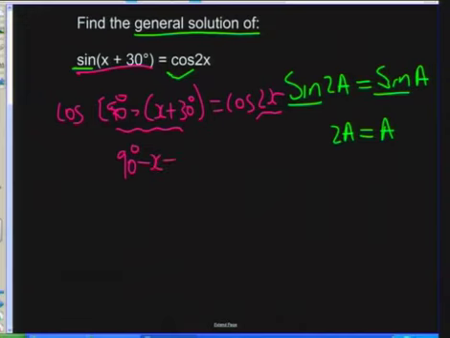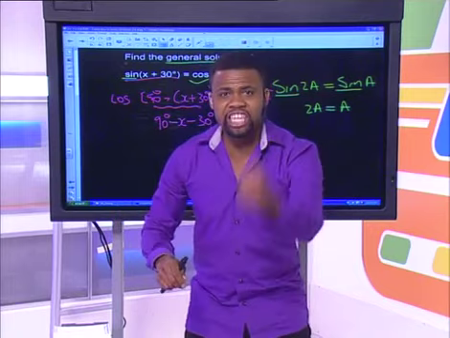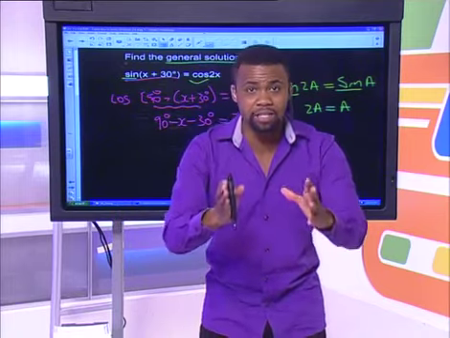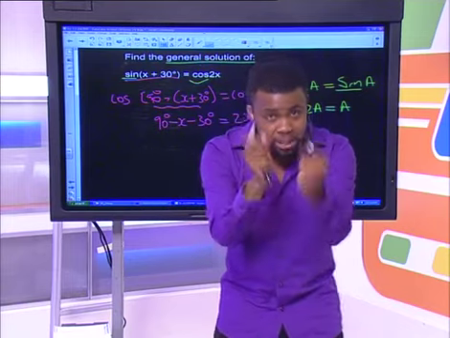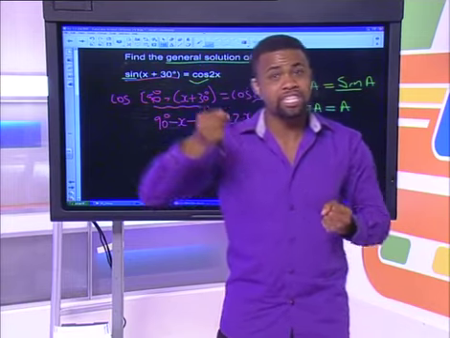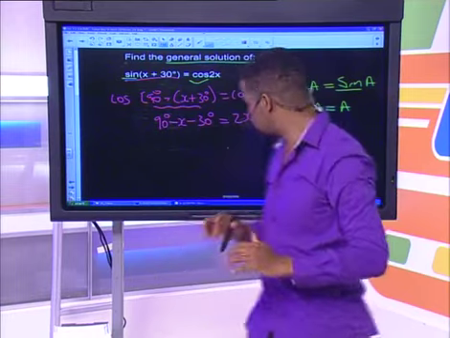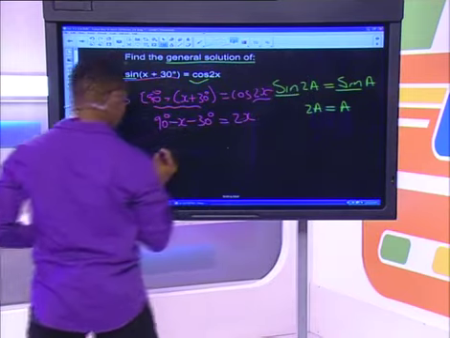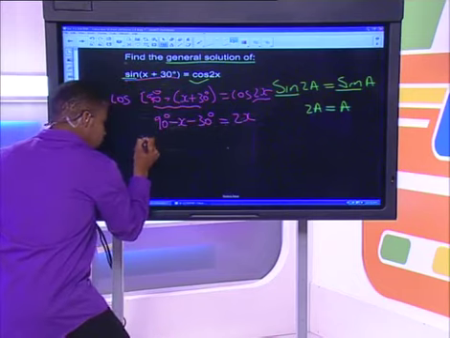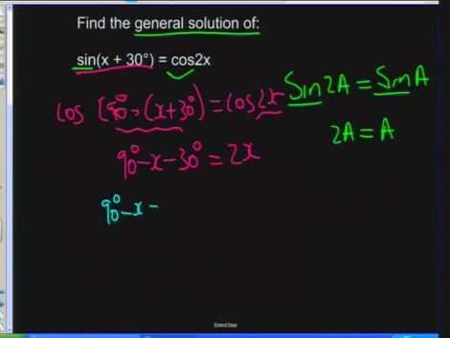Minus x minus 30 degrees, which is 2x. Great. What is the general solution for cos? If you have the key angle, you just plus minus the key angle, plus k times 360. And remember, k is an element of an integer. Let's see what I can do. So from here, this is like my theta. So I have 90 degrees minus x minus 30 degrees is equals to plus minus 2x plus k 360.